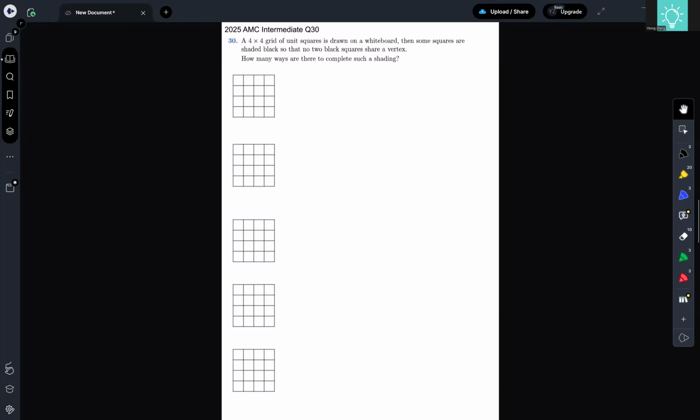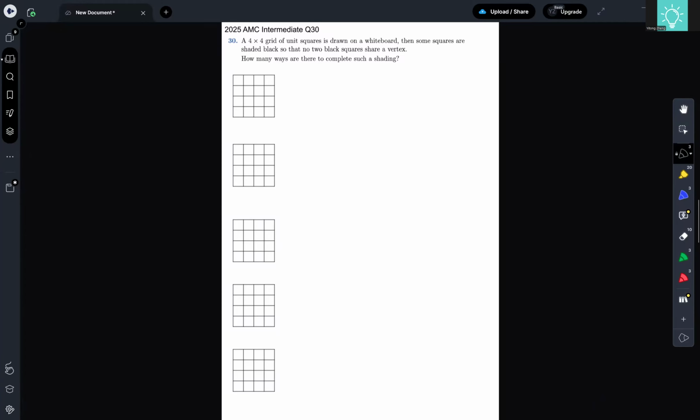In this video, I'm going to go through the solution to question 30 from the 2025 Australian Math Competition Intermediate paper. A 4x4 grid of unit squares is drawn on a whiteboard, and then some squares are shaded black so that no two black squares share a vertex. How many ways are there to complete such a shading?